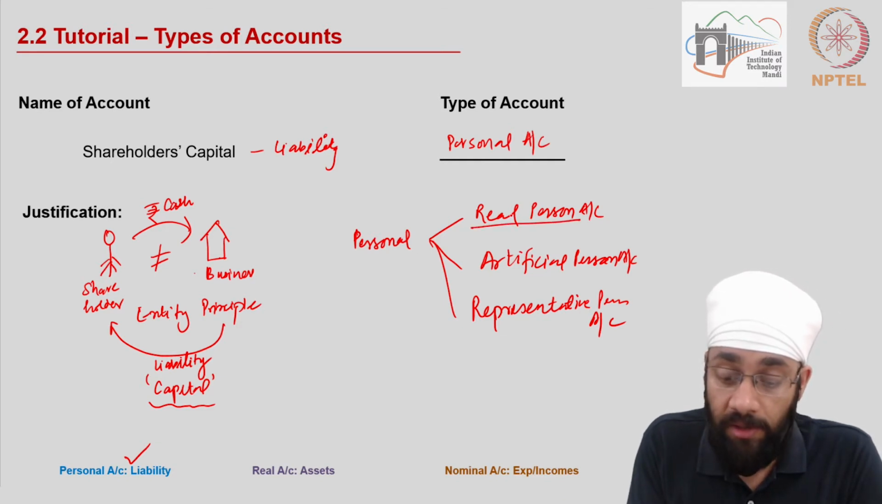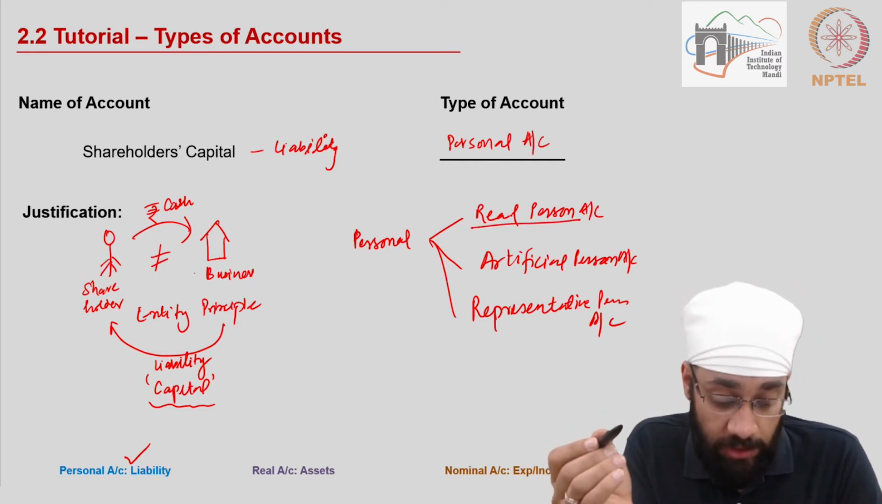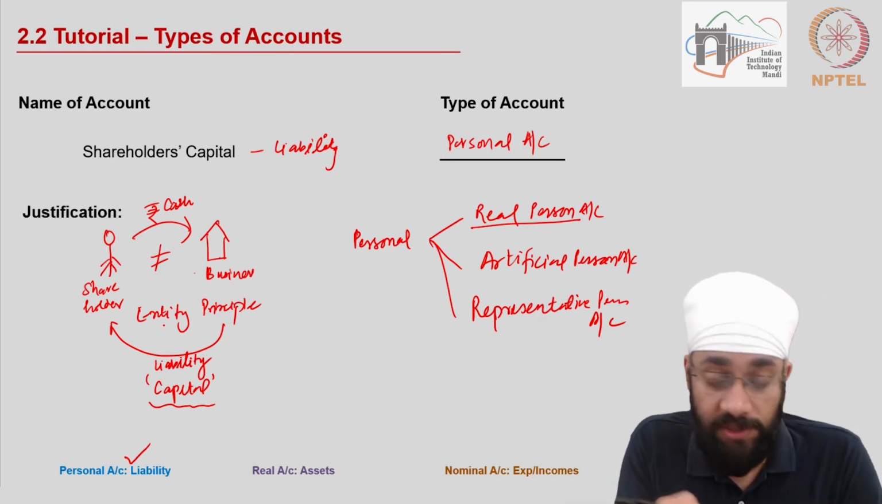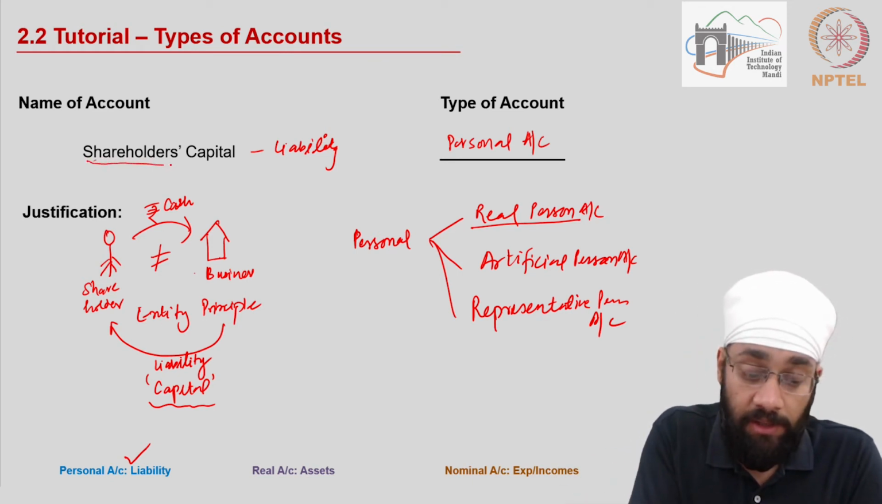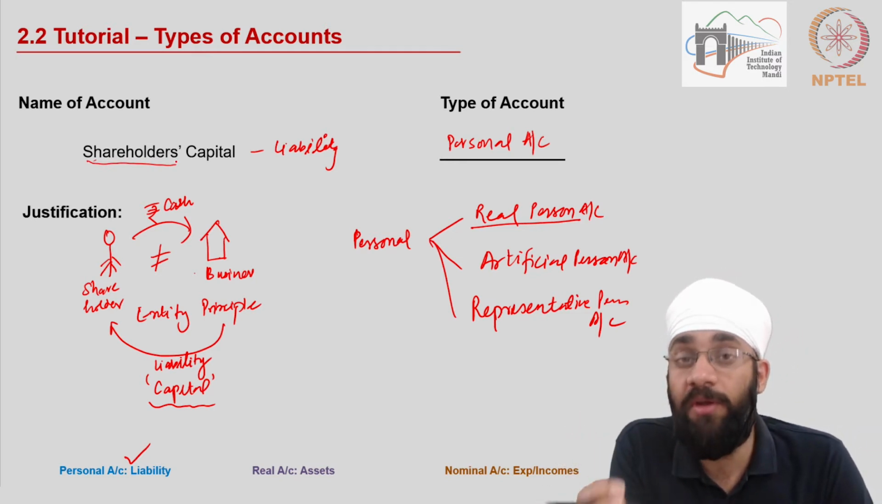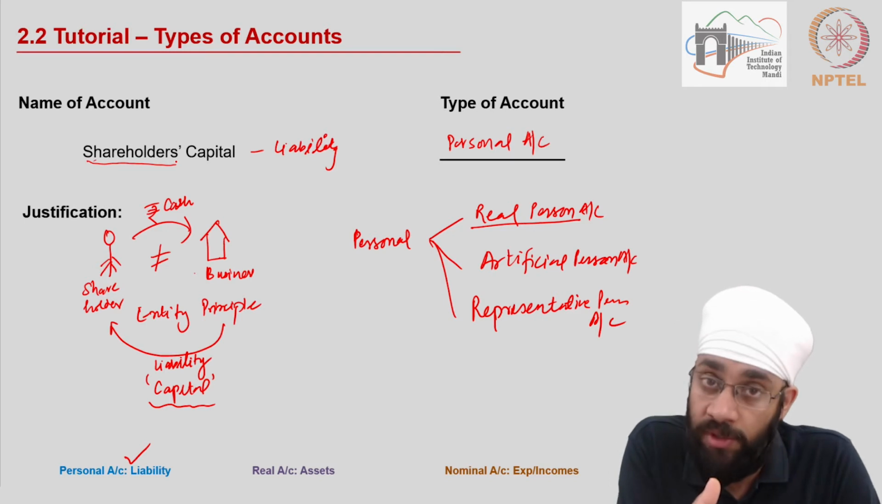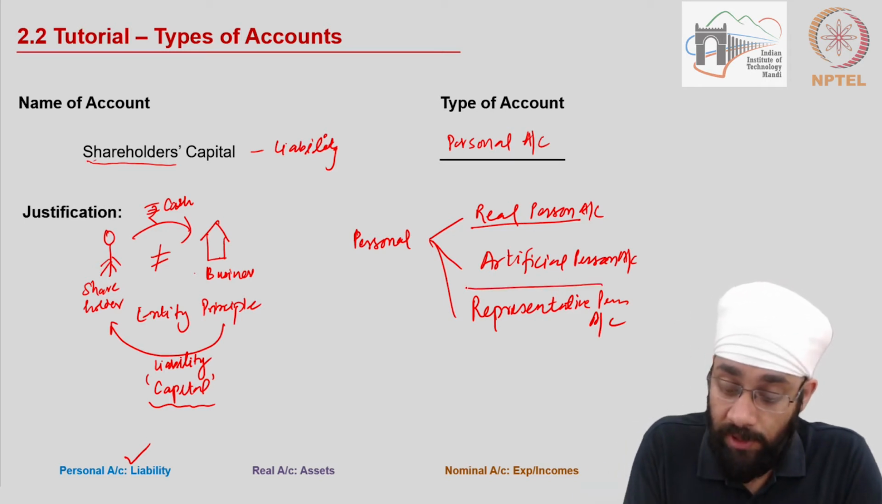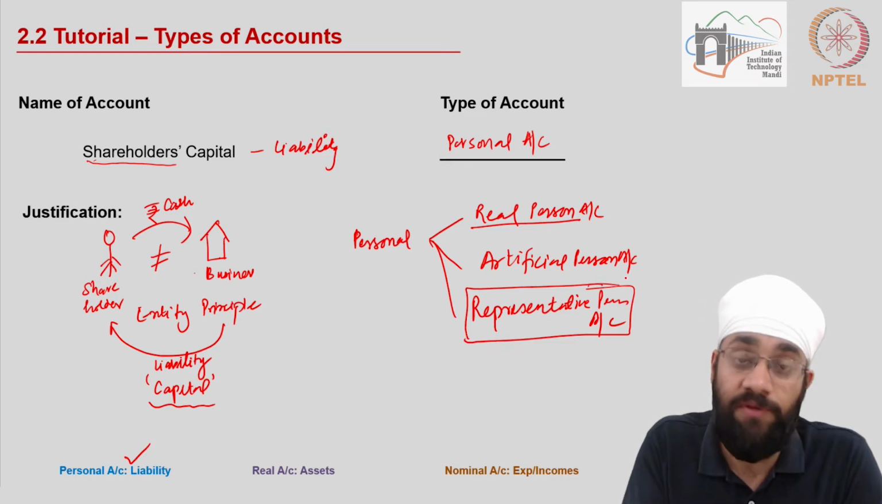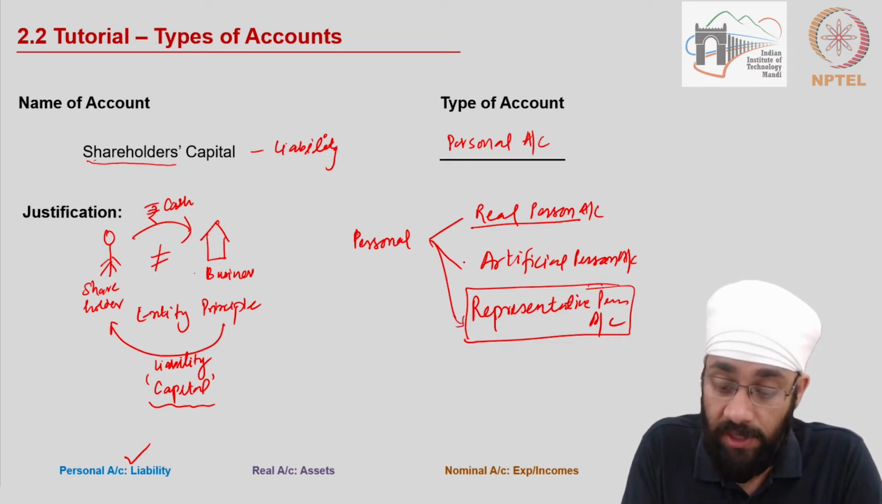Okay. So in this case, the shareholders capital is a representative personal account, and you could also say this is a real person that you owe to. However, we are not writing the name of the person here. We are just clubbing everything under shareholders capital. So the capital account represents all the shareholders of the business. So the most accurate categorization of this would be representative personal account.